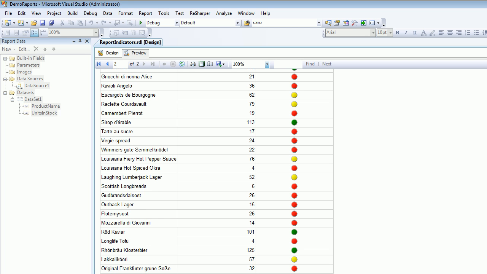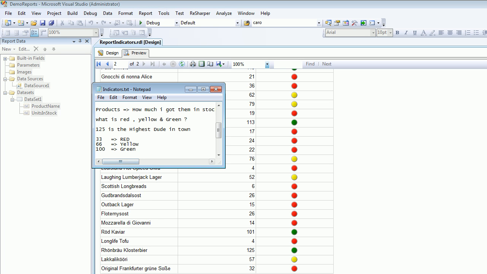Here's what happened behind the scenes. It takes 125 as the highest number. When you execute this report, SSRS knows 125 is the highest number in the system. So what SSRS does for you is it tries to divide your 125 into three sections. It tries to make a percentage of 125. Like, if I give you 100 and tell you to divide it in three parts, you'll go by 33, 66 and 99, right? So that's how you make the calculation happen.